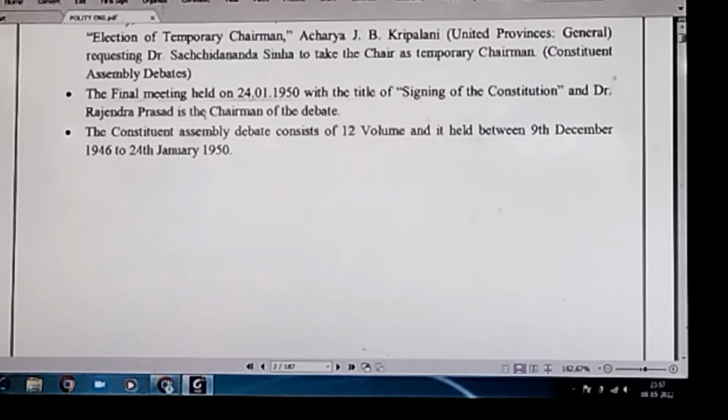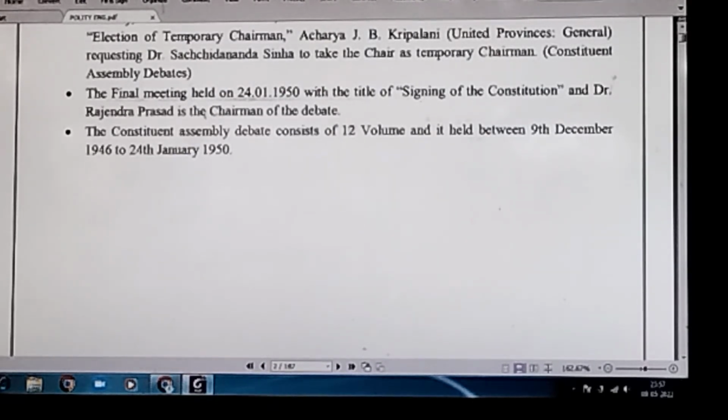Fundamental Rights Subcommittee, J.B. Kripalani. Minorities Subcommittee headed by H.C. Mukherjee. Rules of Procedure Committee, Dr. Rajendra Prasad. States Committee for Negotiation with States, Jawaharlal Nehru. Steering Committee by Dr. Rajendra Prasad. Minor Committee on Functions of the Constituent Assembly, G.V. Mavalankar, the first Lok Sabha Speaker.